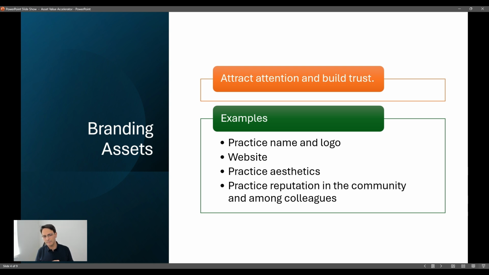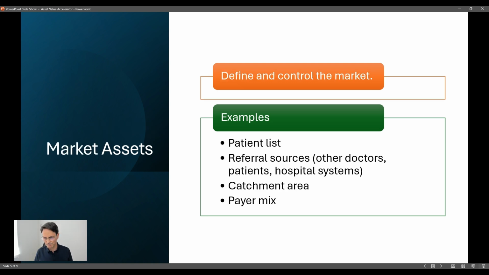And your practice reputation in the community and among your colleagues is also part of your brand. So if you're a practice that is known for excellent service and really good patient care and bedside manner, that's part of your brand. So you want to develop all these areas of your brand.